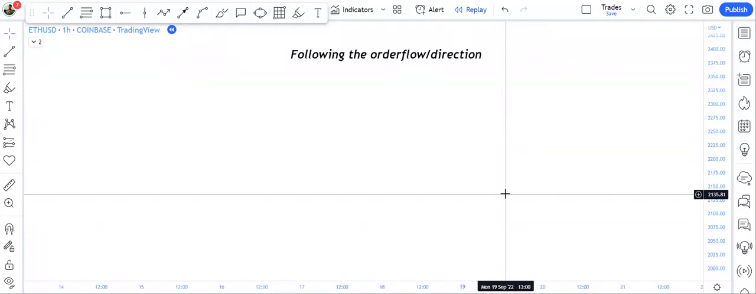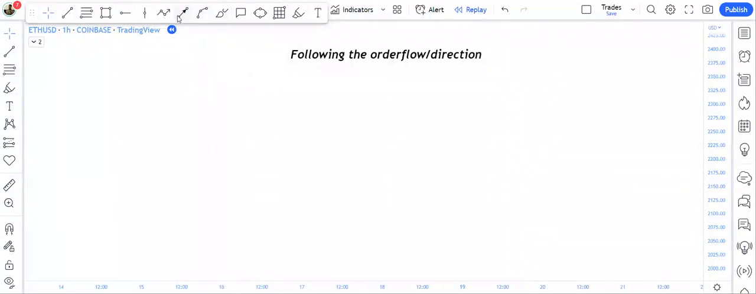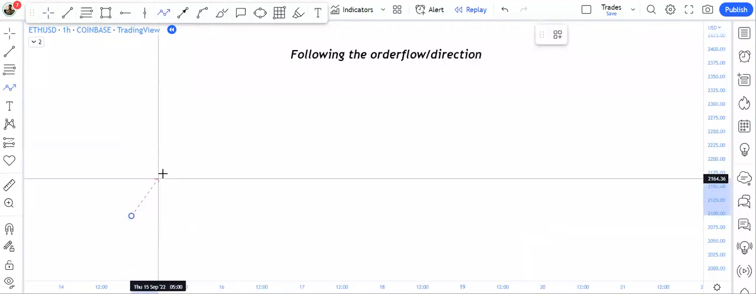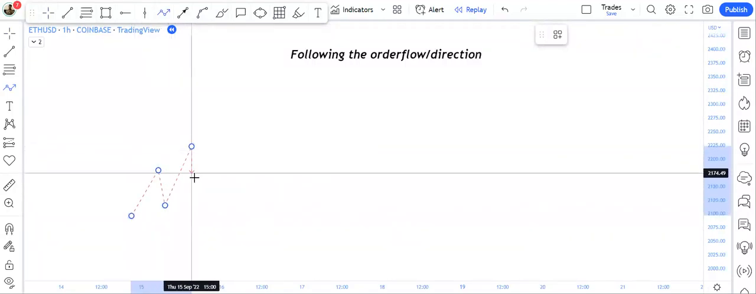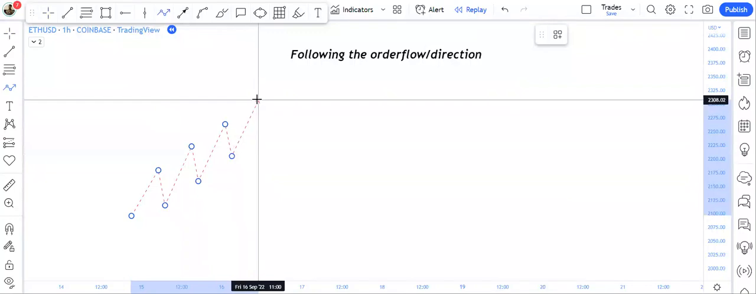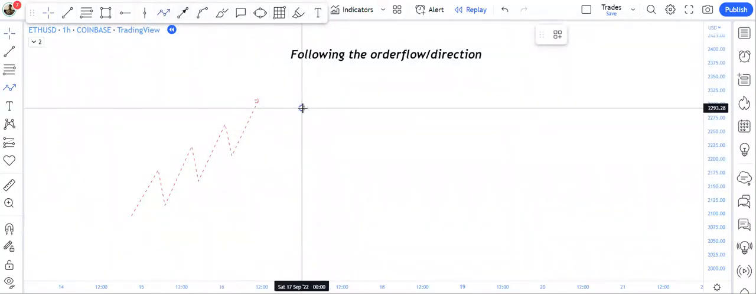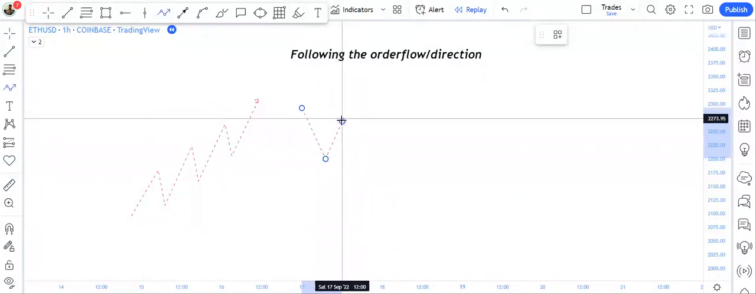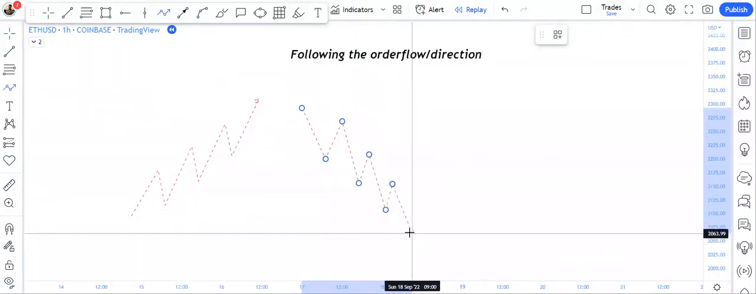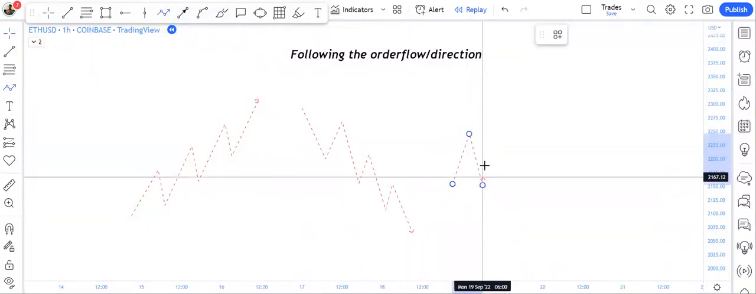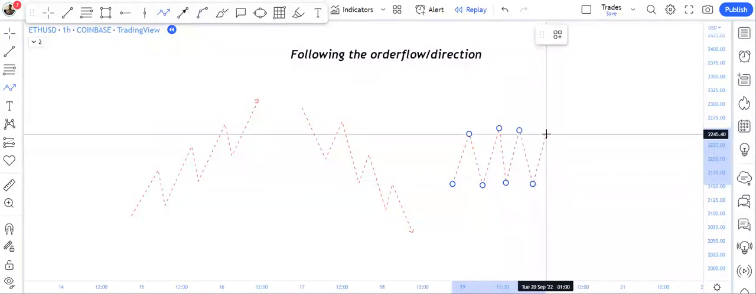Today in this YouTube video, we're going to be talking about order flow and price direction. So first of all, what is order flow and price direction? As we all know, we have three types of market in the financial markets. We have the bullish market where price is creating higher highs and higher lows. We have the bearish market where price is getting lower lows and lower highs. And lastly, we have the market that consolidates, which we can also call a range. The price is just ranging.